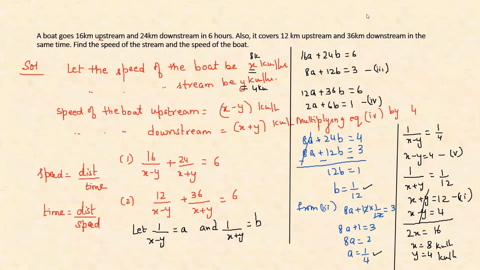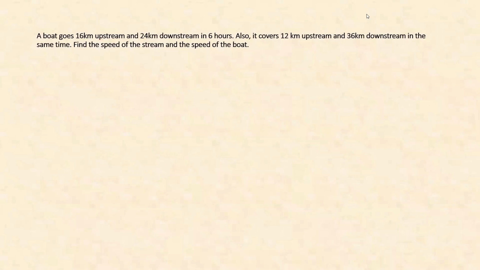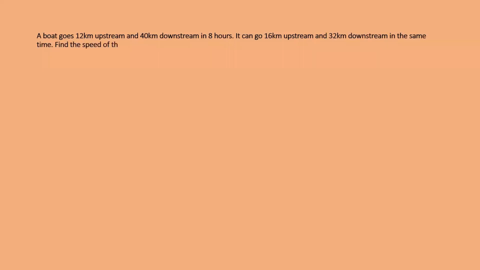So let's try one more question on the basis of the same concept, which is upstream and downstream. A boat goes 12 km upstream and 40 km downstream in 8 hours. It can go 16 km upstream and 32 km downstream in the same time. Find the speed of the boat and speed of the stream. You can pause it here and try to do it by yourself. Once done, you can check your answer.